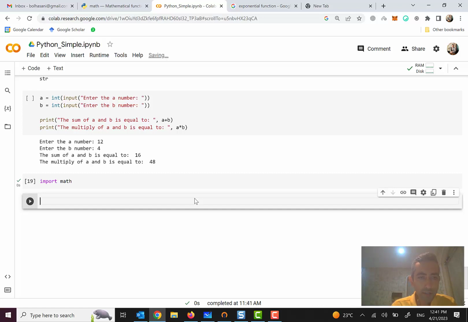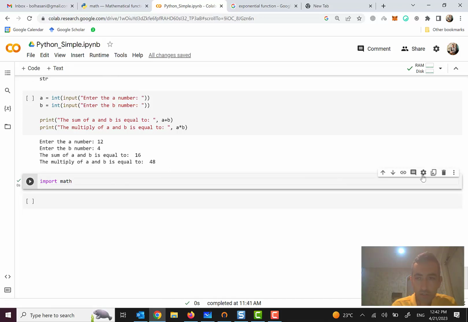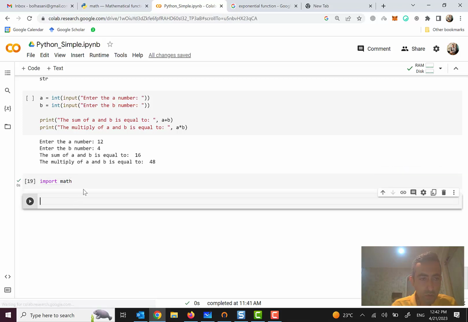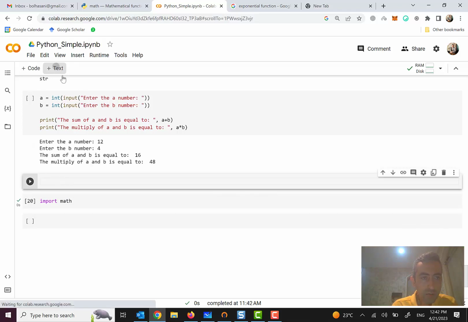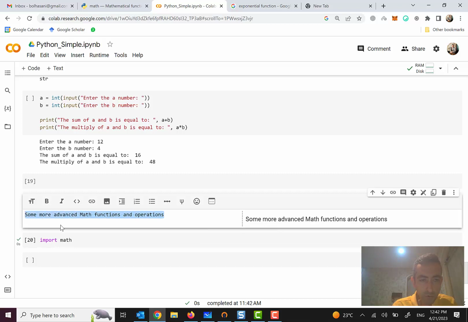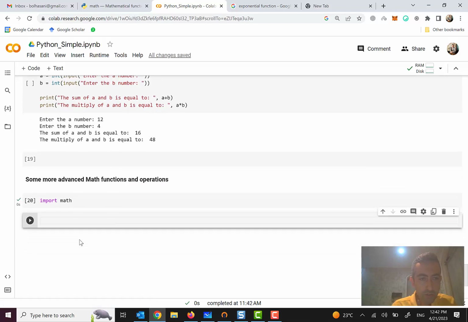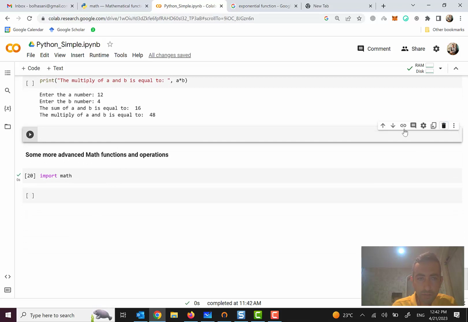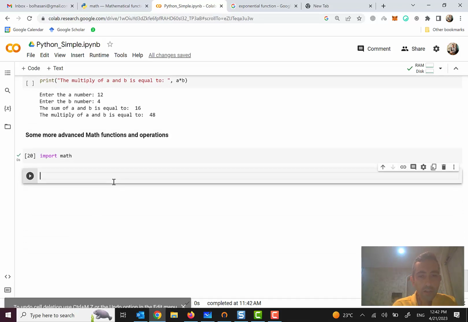Before this, I can put a text here: some more advanced math functions and operations. Make it bold and shift it. Okay, first of all import math, then let's see what the functions are.